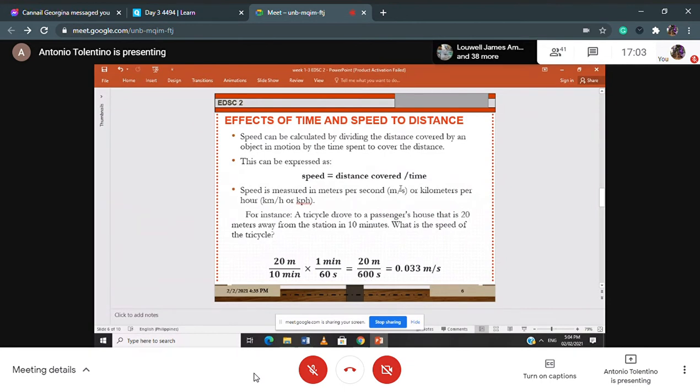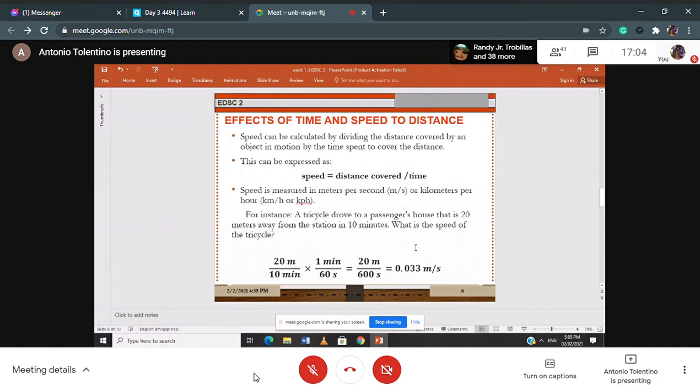Same as before, to cancel, they must be opposite. 1 minute is equal to 60 seconds. Remember, 20 is not affected because it is only over 1. So 20 times 1 is 20, and the minute cancels out. Then 10 times 60 is equal to 600 seconds. So the result is 0.033 meter per second.